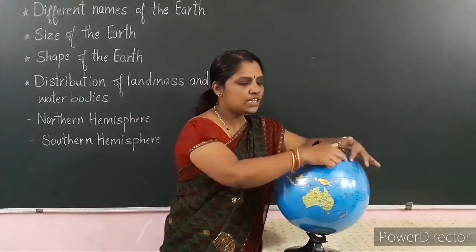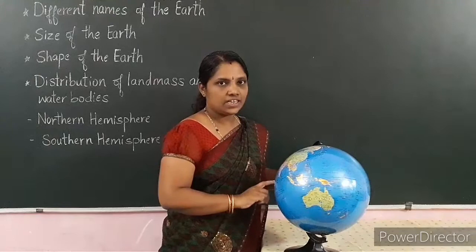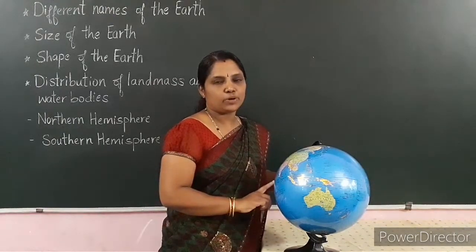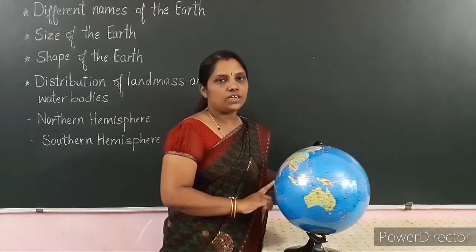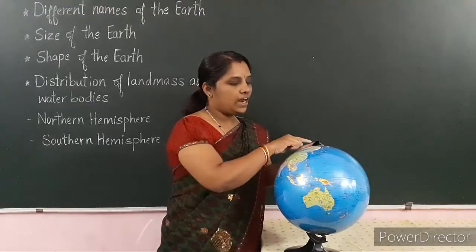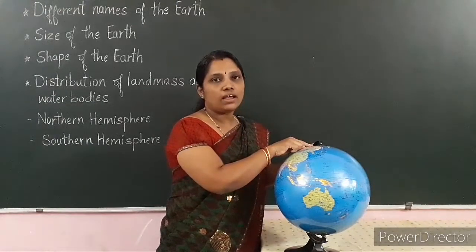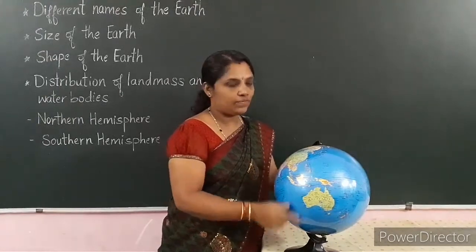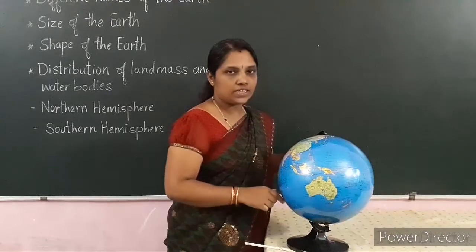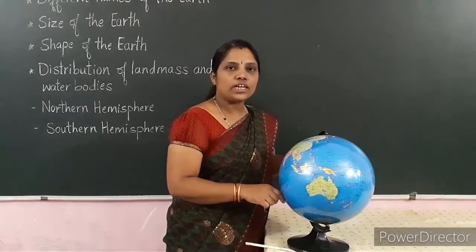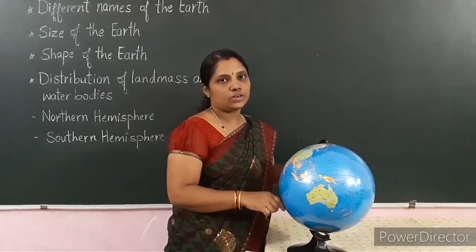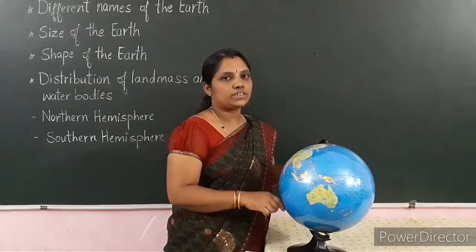The equatorial circumference is 40,074 kilometers approximately. And the polar circumference is 40,008 kilometers.